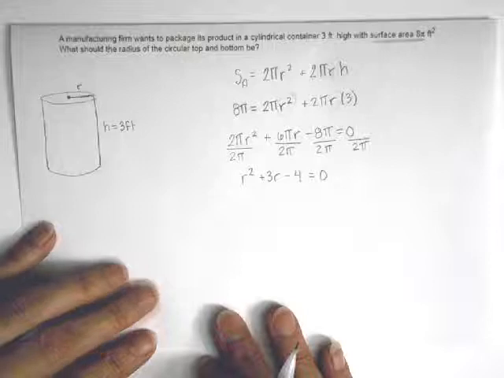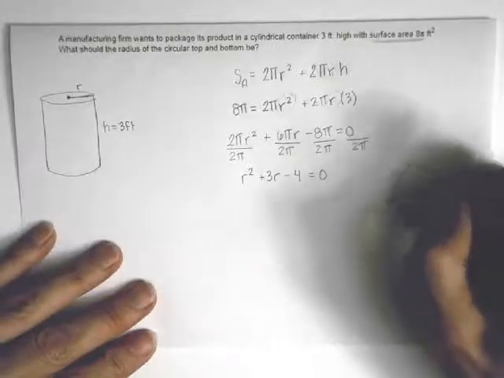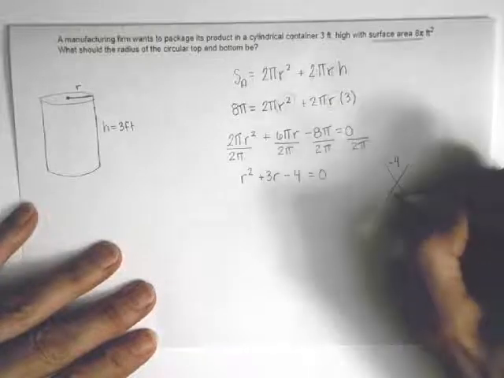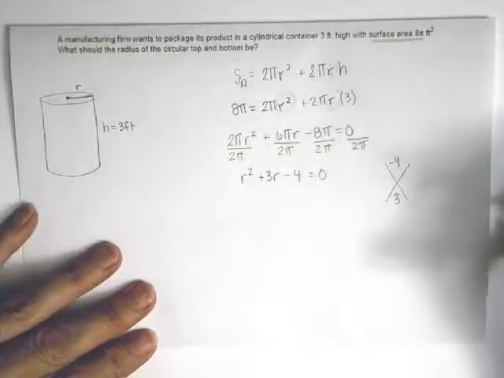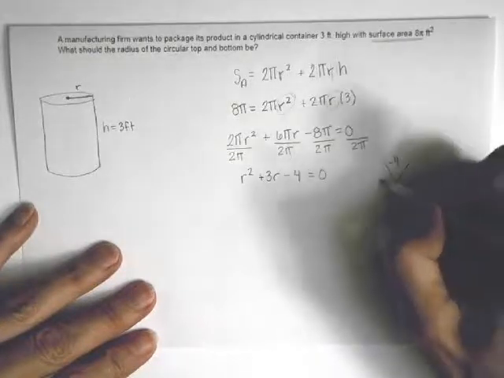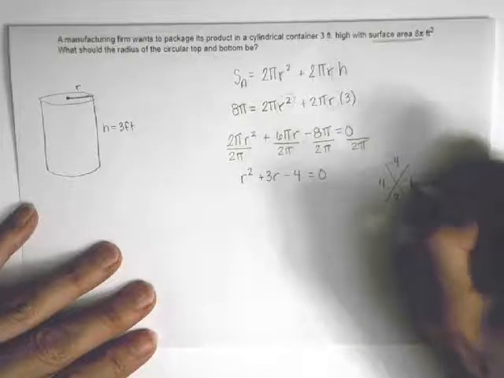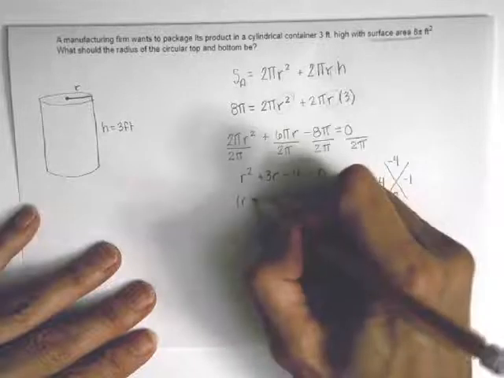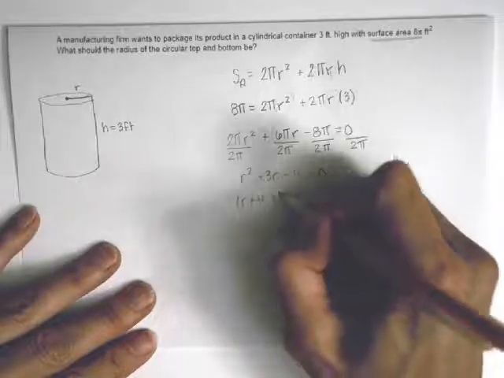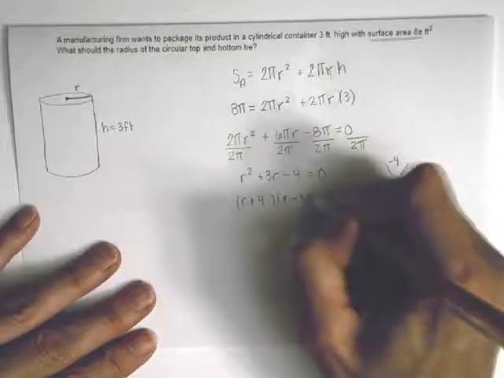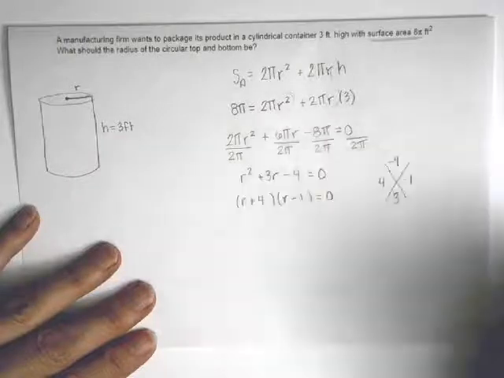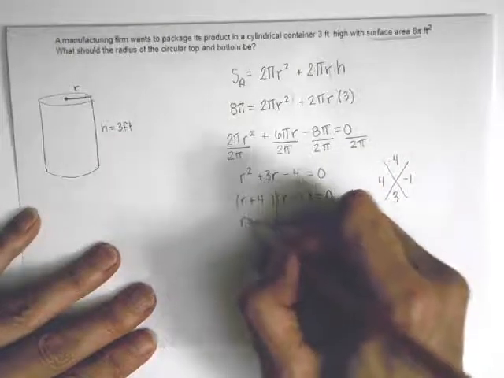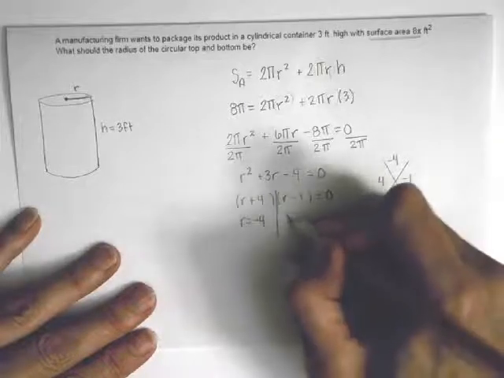In this case, I'm going to factor because I know there are two numbers that multiply to give me negative 4 that also add to give me 3. Those two numbers are positive 4 and negative 1. So I know that this factors to be r plus 4, r minus 1. So that means my two answers must be r is equal to negative 4 or r is equal to 1.